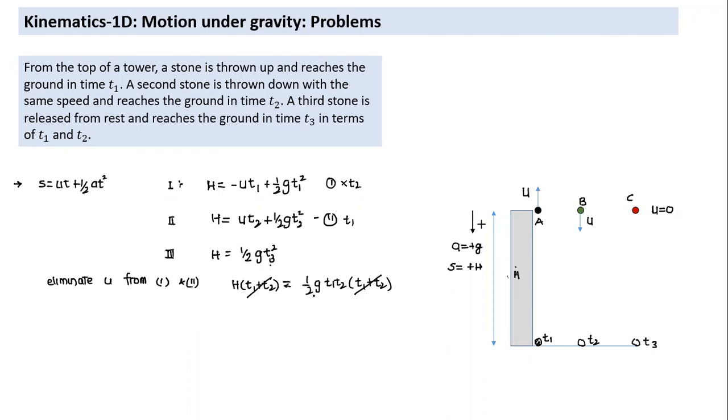That's what we wanted. Now we can substitute in the third equation. So 1 by 2 g t1 t2 is equal to 1 by 2 g t3 square, which gives me t3 in terms of t1 and t2 is equal to root of t1 t2.